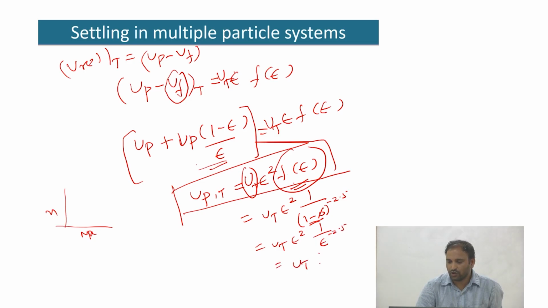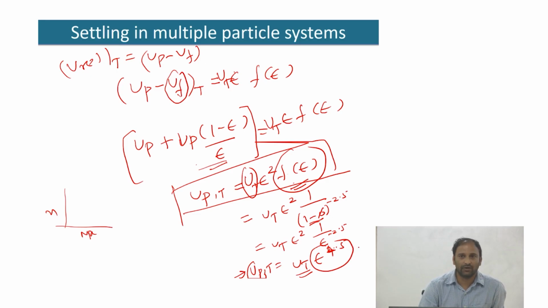So therefore your ut basically becomes epsilon to the power of 4.5. Your ut is u_p relative, that is the particle term. So this u_p stands for the particles, the terminal velocity of the particle which is settling in a multi-particle system, where the hindered settling becomes important, and it basically goes as the free settling velocity multiplied by epsilon to the power of 4.5, and of course there are some conditions under which this is applicable.